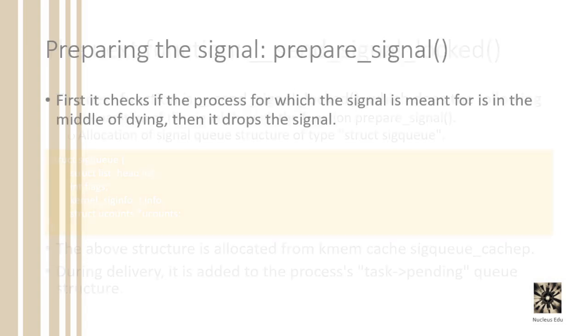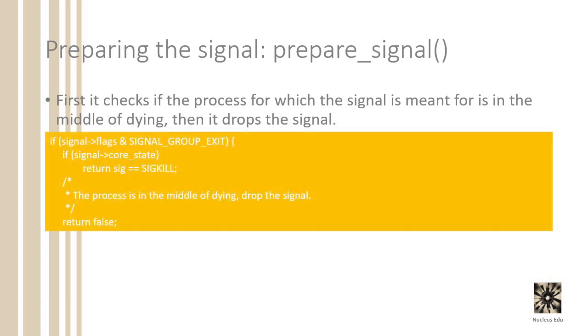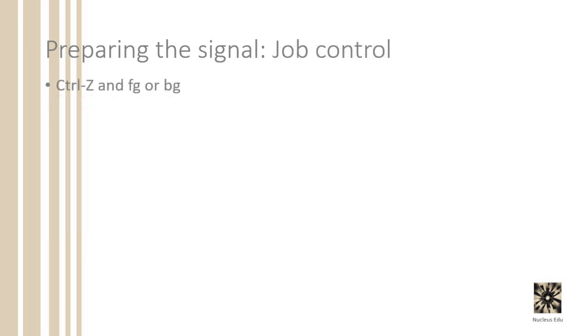Alright, moving along, we look into this prepare_signal function. The first thing this function does is check if the process for which the signal is meant is in the middle of dying or not. If so, then it just drops the signal. And the next thing it does, as I was saying, is a sort of job control, and it does it for two of the signals that are related to this, which are SIGSTOP and SIGCONT.